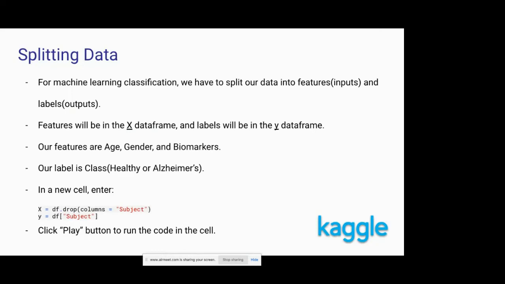Our features will be in the X data frame, and our labels will be in the Y data frame. So our features are going to be the age, gender, and all 10 of the biomarkers in those 10 specific columns. And then our label or output is going to be the class, so either a person is healthy or has Alzheimer's.